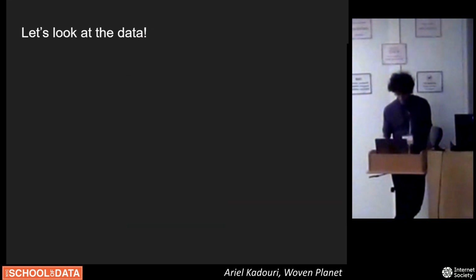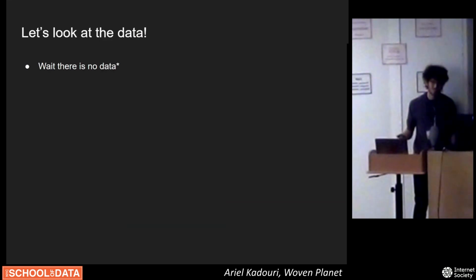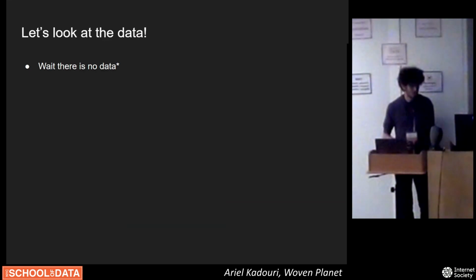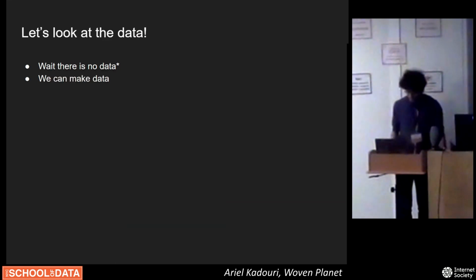So I thought maybe I'd pull out the data. Wait, there was no data, asterisk. There is a city data set for sidewalks. I am not sure if there's a crossings one now. At the time, I did not know about them. So, we can make the data. We can do this.